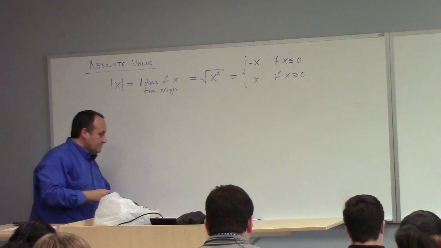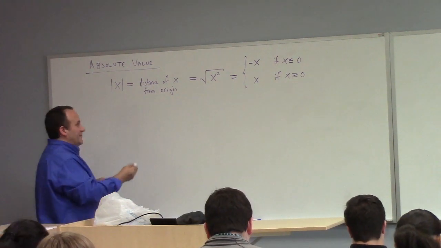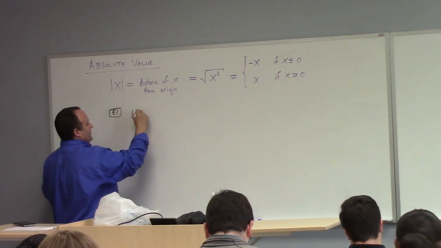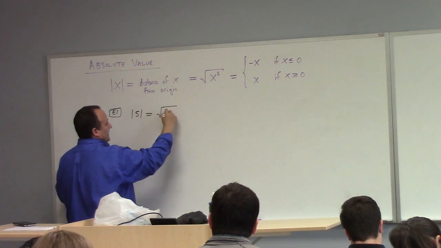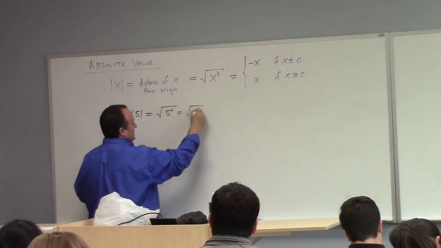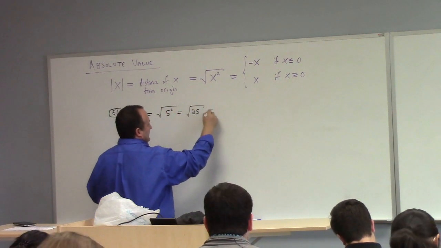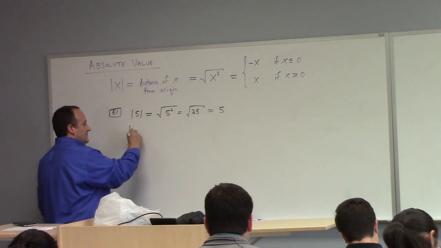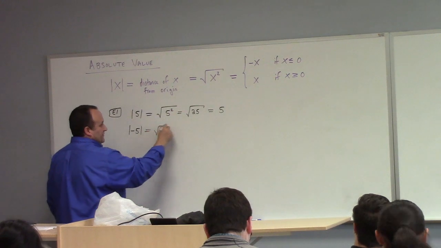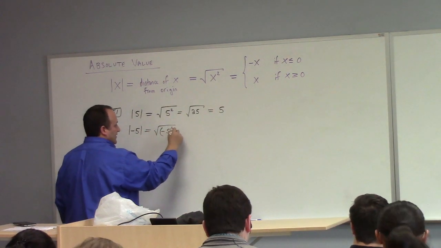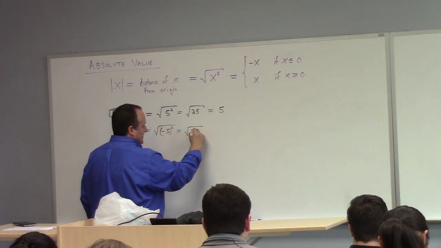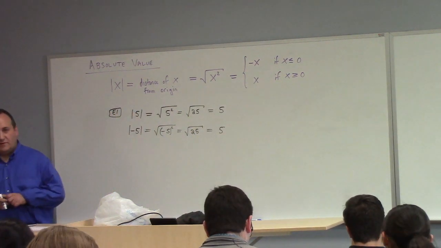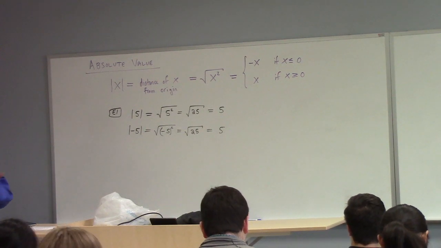This is absolute value. Let me keep it real simple here. Example 1. What is the absolute value of 5? Well, the square root of 5 squared, right? Which is the square root of 25, which you guys can recognize is 5. What's the absolute value of minus 5? See how that goes. Square root of minus 5, quantity squared. Well, square root of 25, and guess what? Still 5. So this is the magic of the square root of the square function. This is the absolute value.